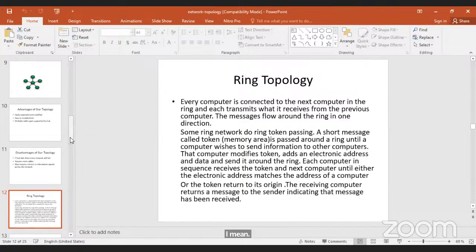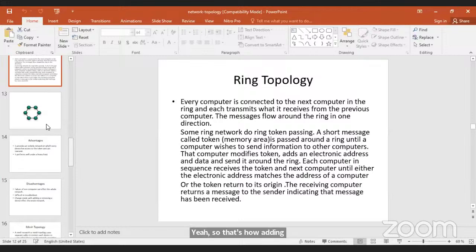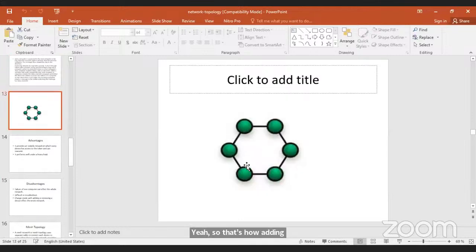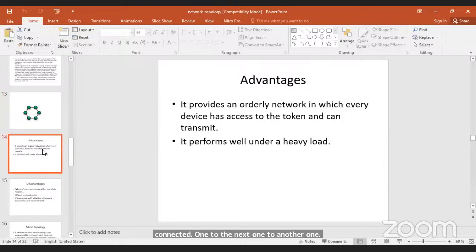Yeah, so that's how a ring topology works. Computers are connected one to the next, one to another one, so that they form a ring. Advantages of ring: it provides an orderly network in which every device has access to the token. It performs well under heavy load.